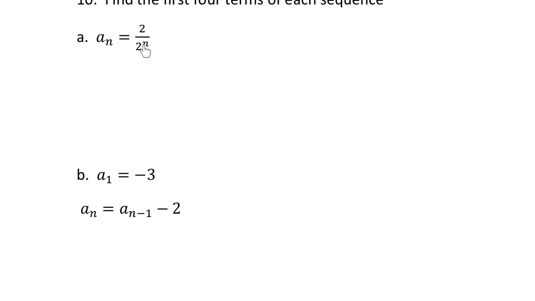With an explicit formula to list the first 4 terms, you plug in n equals 1 for the first term, n equals 2 for the second term, and so on and so on. So for the first term, if we plug in n equals 1, 2 to the first power is 2. 2 divided by 2 is 1, so the first term is 1. To find the second term, we plug in a 2 for n.